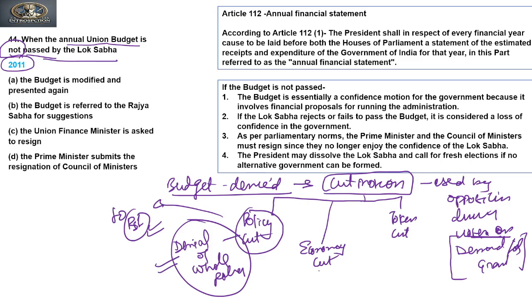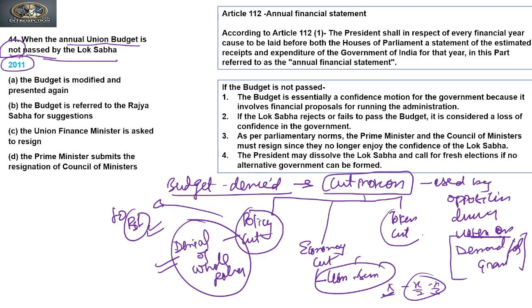Now when we talk about the economic cut, a lump sum amount is cut from the demand. If they have asked for X amount, suppose they will cut X by 2 or X by 3 from the total demand asked. So it is a lump sum amount.